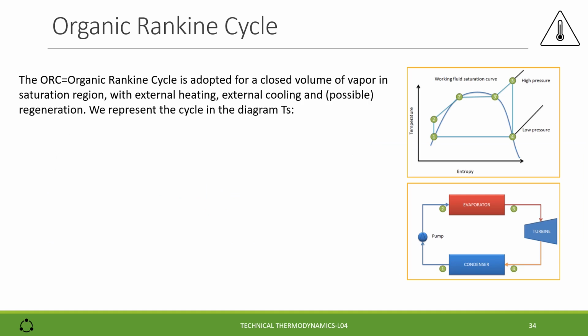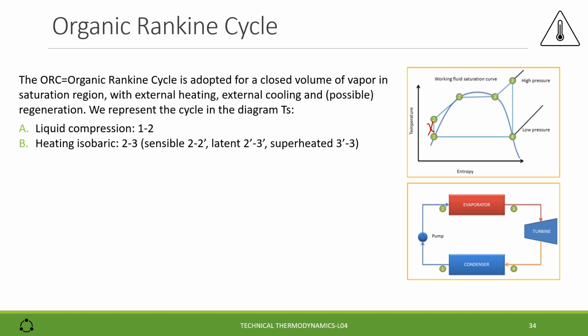The organic Rankine cycle is adopted for a closed volume of vapor in a saturation region with external heating, external cooling, and possible regeneration. We represent the cycle in the diagram TS. The first transformation is the compression 1-2, and it is in the liquid region. Then we have the isobaric heating 2-3.